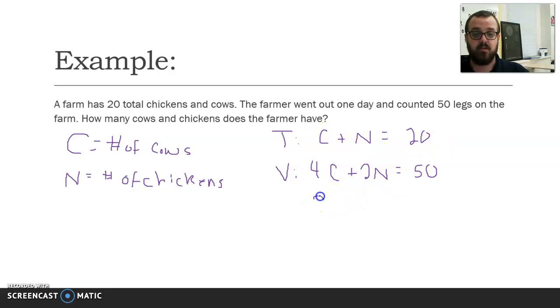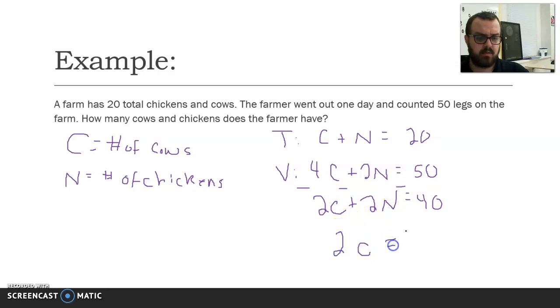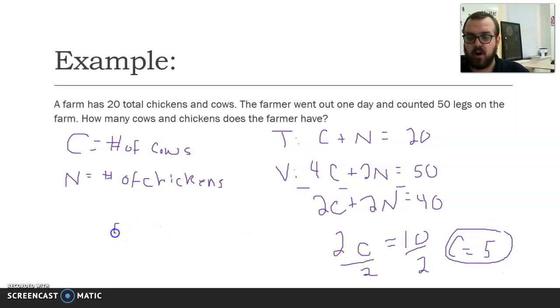I'll multiply this top one by 2. So I'm going to get 2c plus 2n equals 40. We'll go ahead and we'll subtract. I'm going to get 2c equals 10. Divide by 2, divide by 2. There's going to be 5 cows on the farm. If there's 5 cows on the farm, we can go back to our total equation and solve for the number of chickens. I'll just subtract 5 from each side. And I'm going to get that there are 15 chickens on the farm.